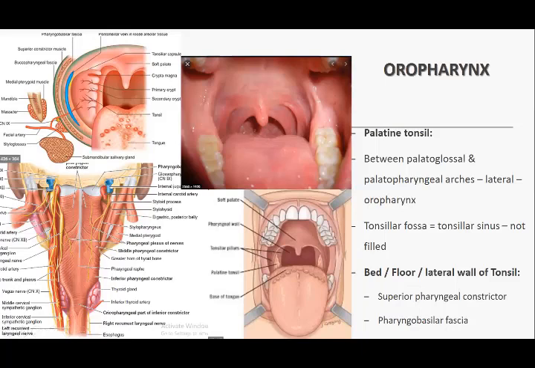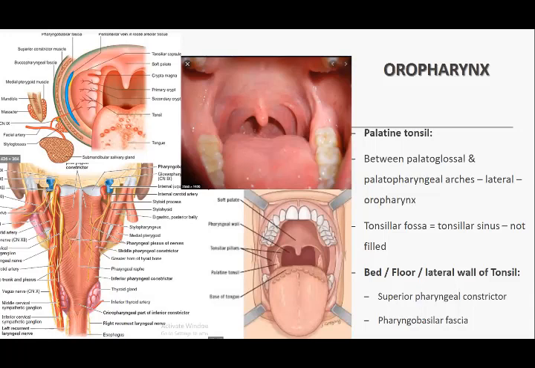Now, between the palatoglossal and the palatopharyngeal arches, you have this structure, a collection of lymphoid follicles, which is called the palatine tonsil. This palatine tonsil is lying in the gap between the palatoglossal and the palatopharyngeal arch. This gap is called the tonsillar fossa. It is also called the tonsillar sinus. So be it tonsillar fossa or tonsillar sinus, it is the same thing.